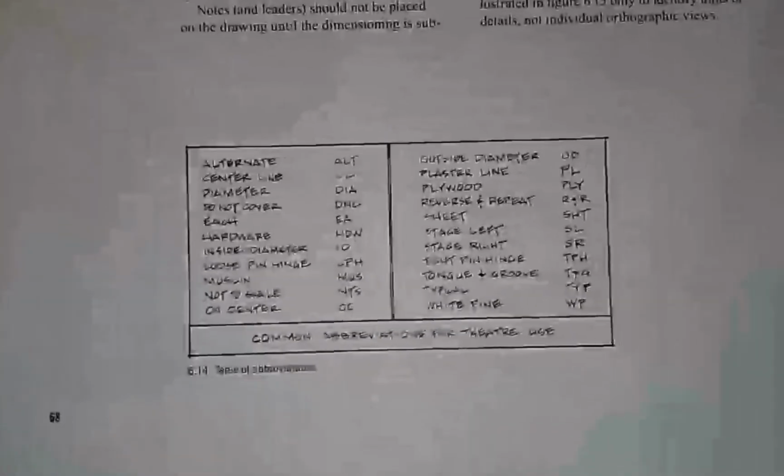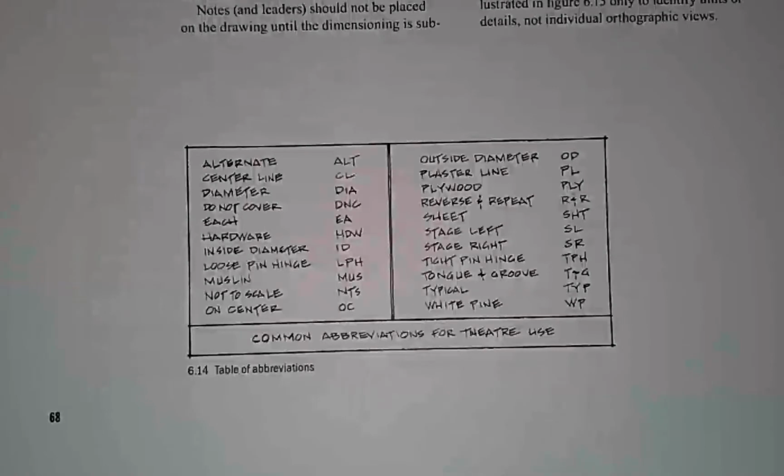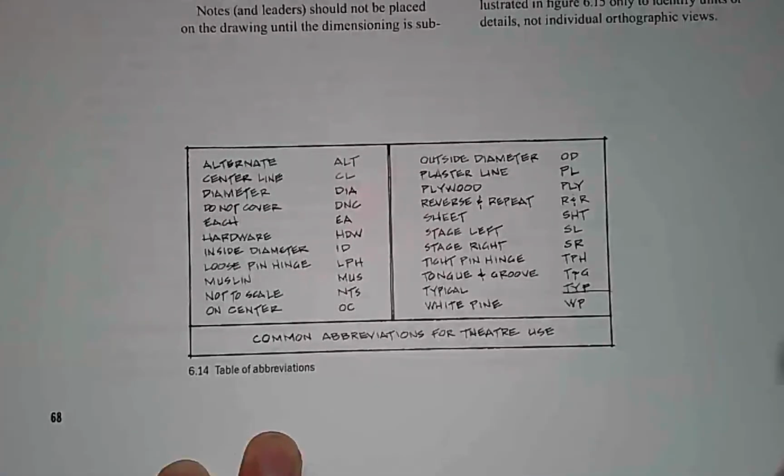Here are some abbreviations that we use. They're also in the notes document that I sent you. So these are all pretty commonly used. Most of the words mean what you think they do. The one that I use the most probably is typical, and that is something I would use anytime I'm dimensioning something that is found multiple times across the drawing.